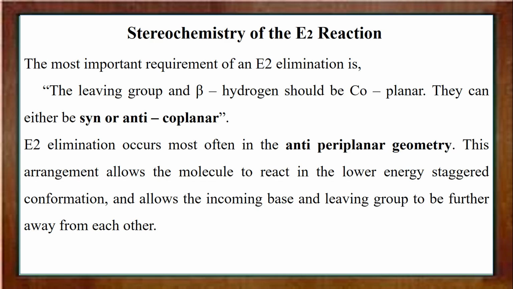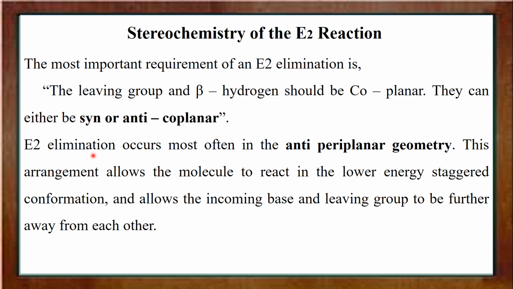The stereochemistry of E2 elimination reaction. The most important requirement for E2 elimination is that the leaving group and the beta hydrogen should be coplanar. This is the most important condition for E2 elimination to operate. The leaving group at the alpha carbon and the hydrogen in the beta carbon should be coplanar. They should be in the same plane, coplanar or periplanar. They can either be syn-coplanar or anti-coplanar.